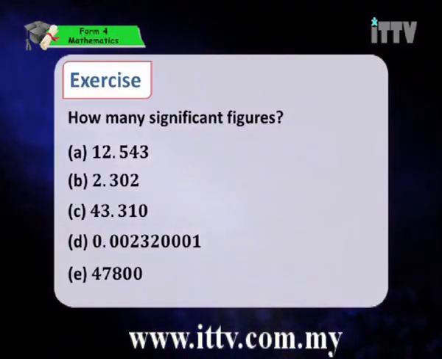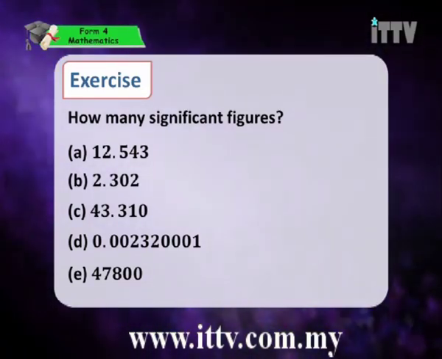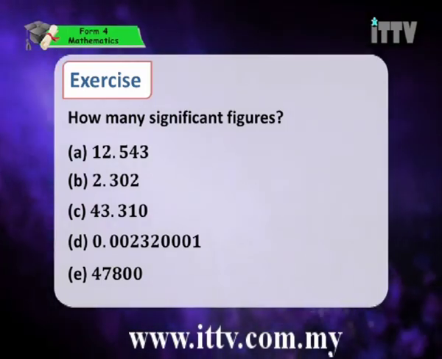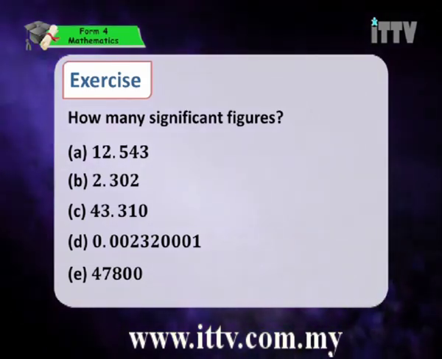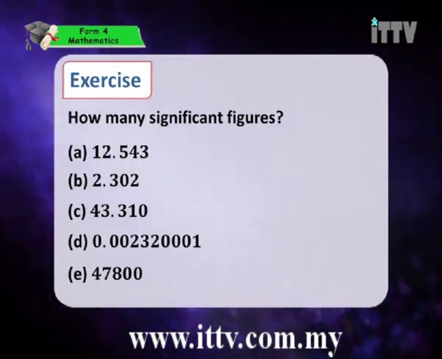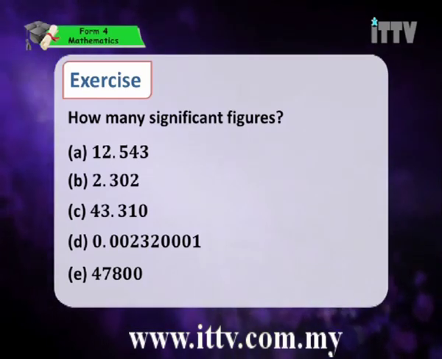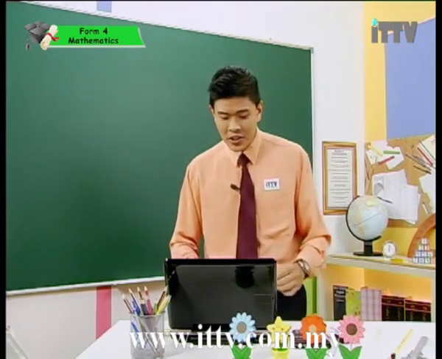Alright, now let's move on to our exercise. How many significant figures? There are 5 numbers here, okay? A, 12.543, B, 2.302, C, 43.310, D, 0.002320001, and E, 47800. Alright, now I'm going to show you on the board about the significant figures and how many are there in each number.